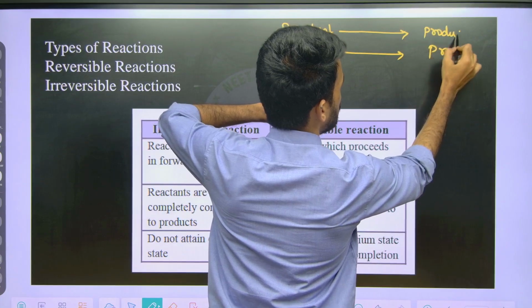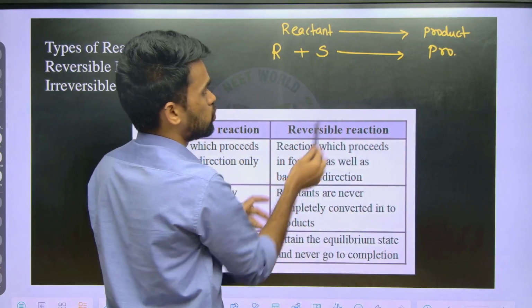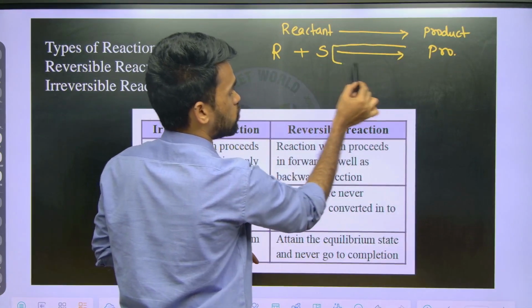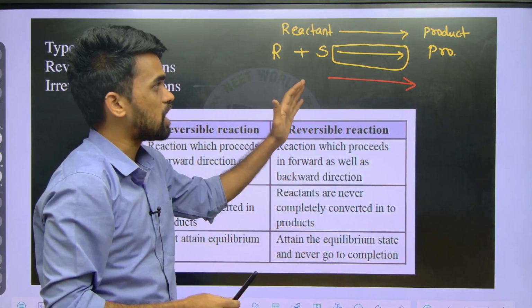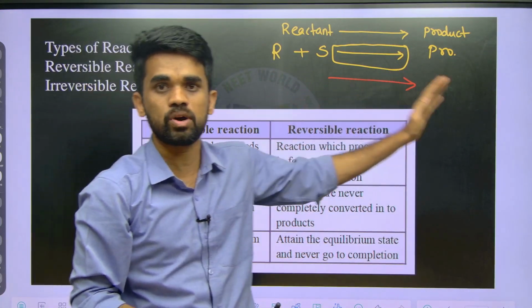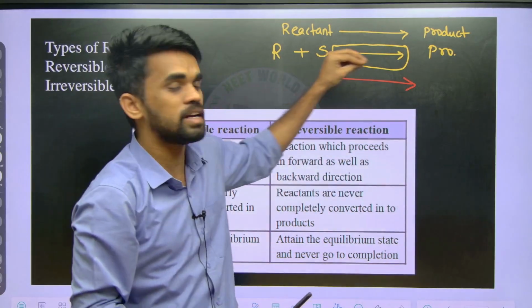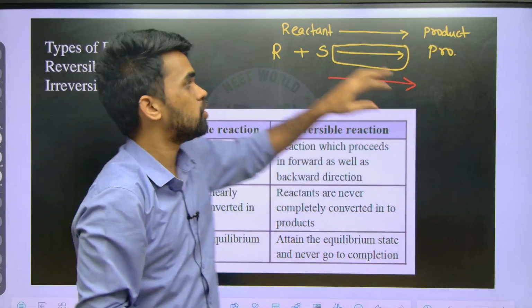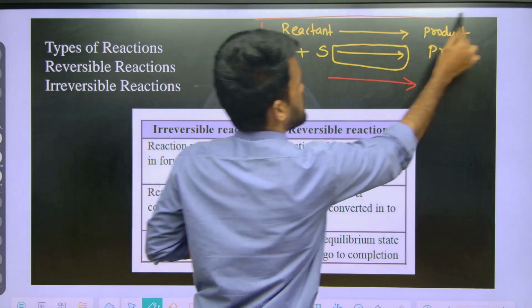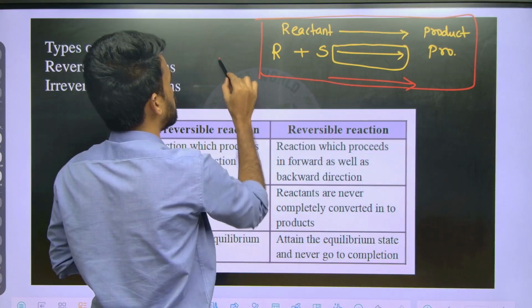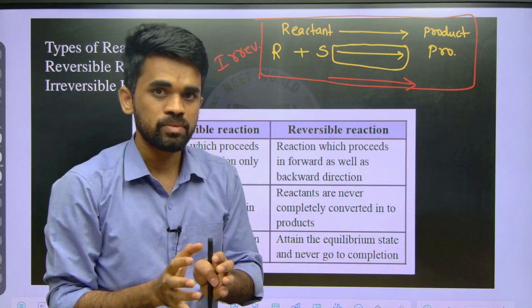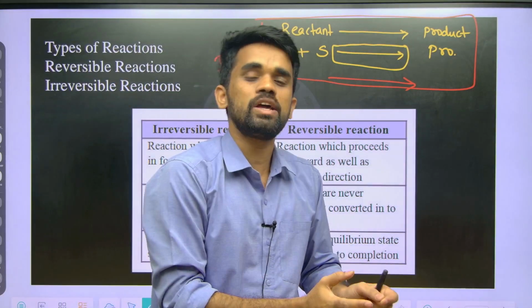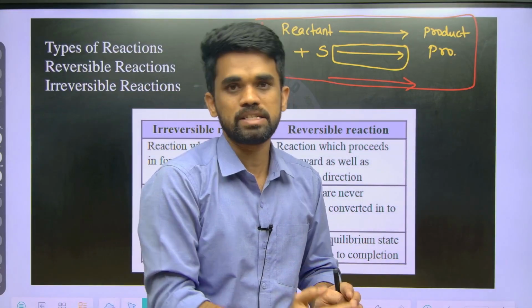Now during this conversion, if I am using only a single head arrow, meaning a one-sided arrow like this, it indicates that the reaction is completely favoring the product side. The reaction is going in only one direction. You can call this kind of reaction an irreversible reaction. Suppose the reaction goes in only one direction, then we call it an irreversible reaction.